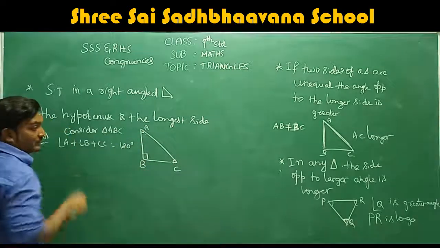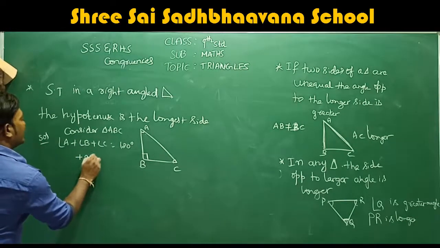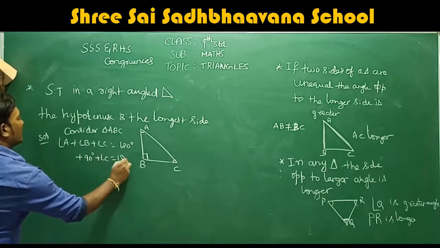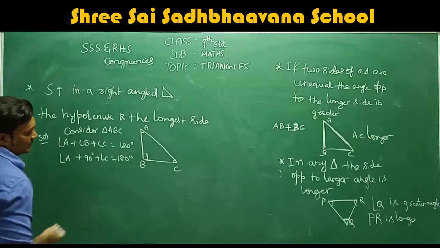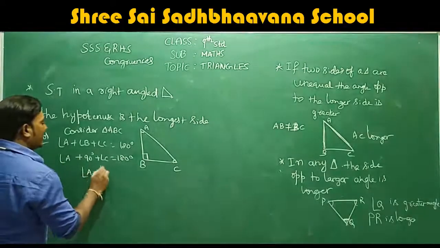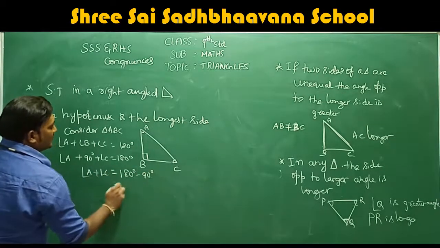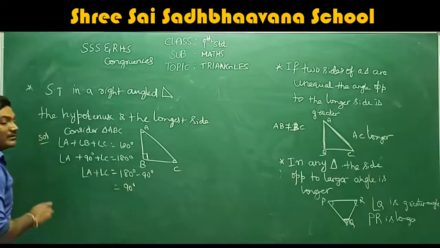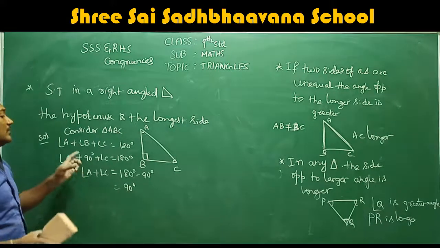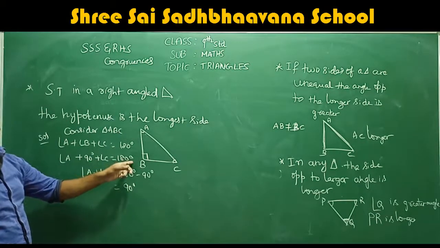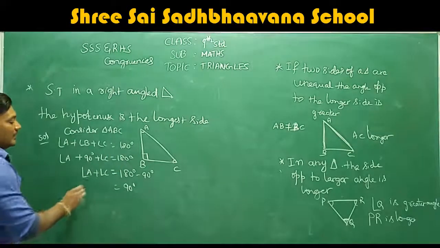Angle A plus angle B plus angle C is equal to 180 degrees, and angle B we know is 90 degrees. So angle A plus 90 plus angle C is equal to 180. So angle A plus angle C is equal to 180 degrees minus 90 degrees, which is 90 degrees. Correct? Angle A plus angle C, how much are you getting? 90 degrees, because this 90 I am sending to the RHS, and 180 minus 90 will give you A plus C as 90 degrees.